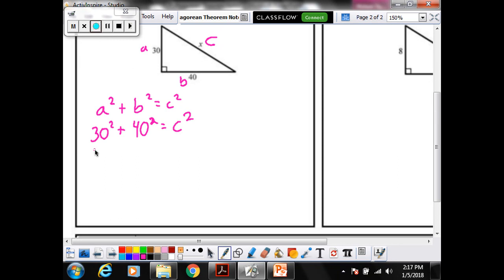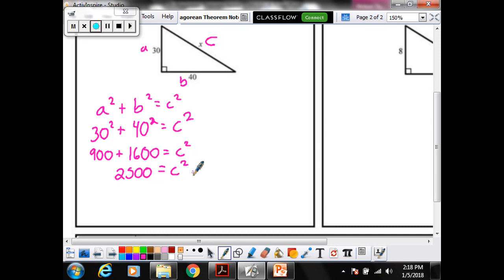30 squared equals 900, 40 squared equals 1,600, and we just bring down the c squared. 900 plus 1,600 gives us 2,500 equals c squared. Now, this is where we have something new.